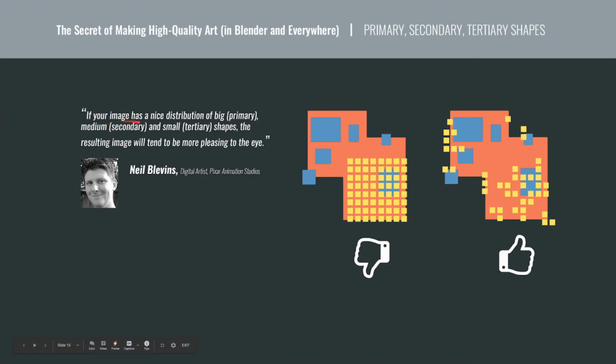So, if your image has a nice distribution of big, primary, medium, secondary, and small, tertiary shapes, the resulting image will tend to be more pleasing to the eye. Basically, he's saying whenever you're detailing something, don't just put all of your details lined up together.